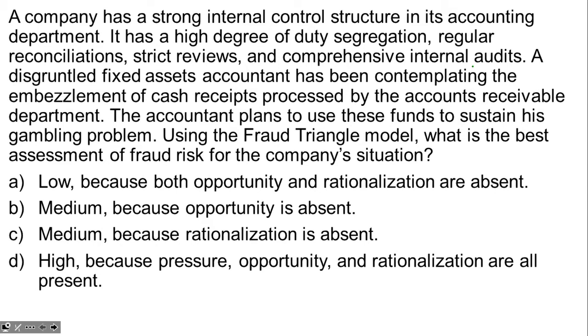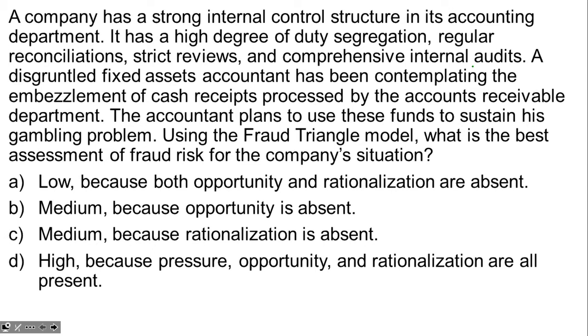Here we have a nice ethics question where we're going to talk about the fraud triangle. A company has a strong internal control structure in its accounting department. It has a high degree of duty segregation, regular reconciliation, strict reviews, and comprehensive internal audits. A disgruntled fixed assets accountant has been contemplating the embezzlement of cash receipts processed by the accounts receivable department. The accountant plans to use these funds to sustain his gambling problem. Using the fraud triangle model, what is the best assessment of risk for the company's situation?